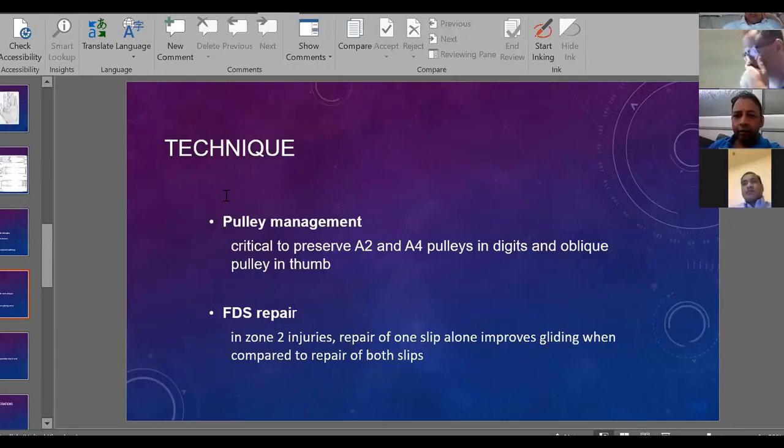If you have a zone 2 injury, only one slip alone is enough to repair, rather than repairing both slips, because one slip repair improves the gliding as compared to both slips.